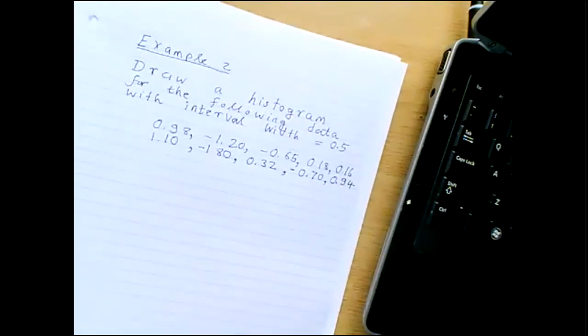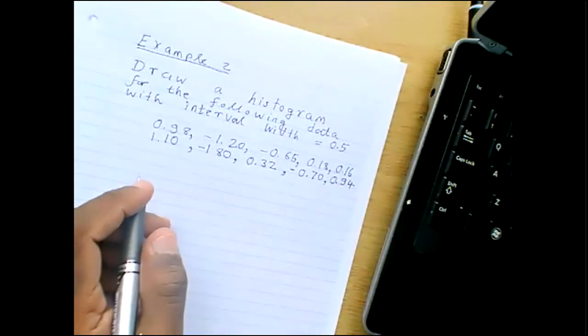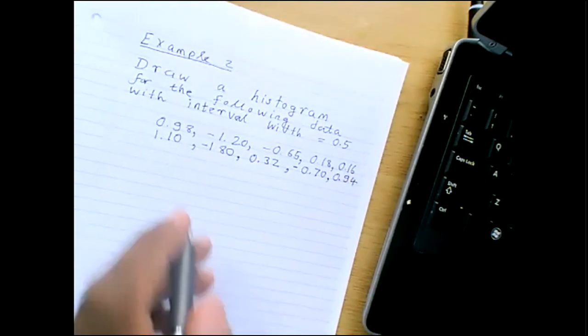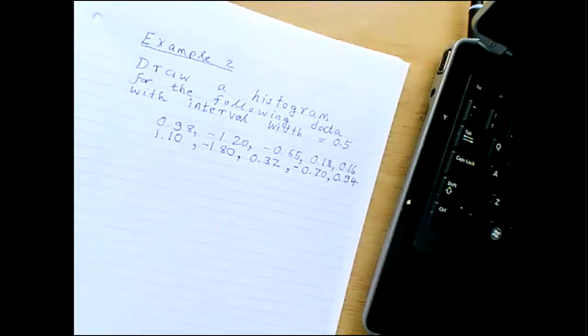The next example I'm going to do is example 2. Example 2 is the following. Draw a histogram for the following data with interval width equal to 0.5. So you got this data, and we want to draw a histogram.